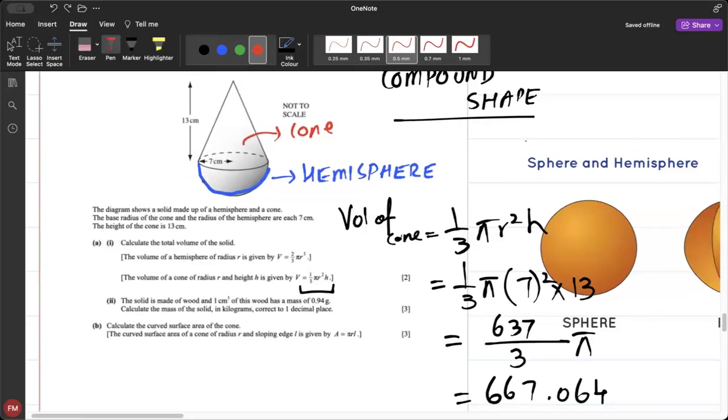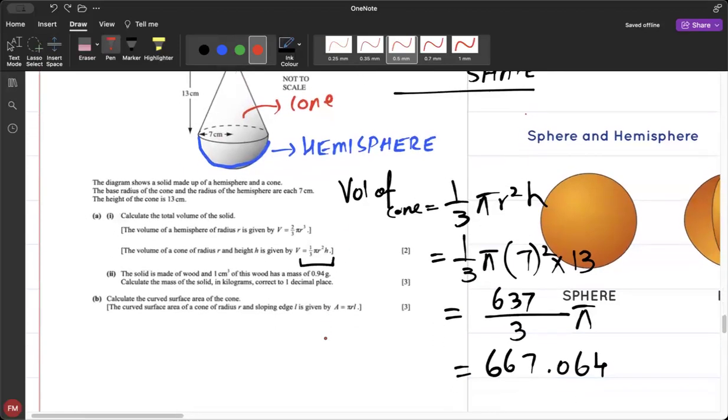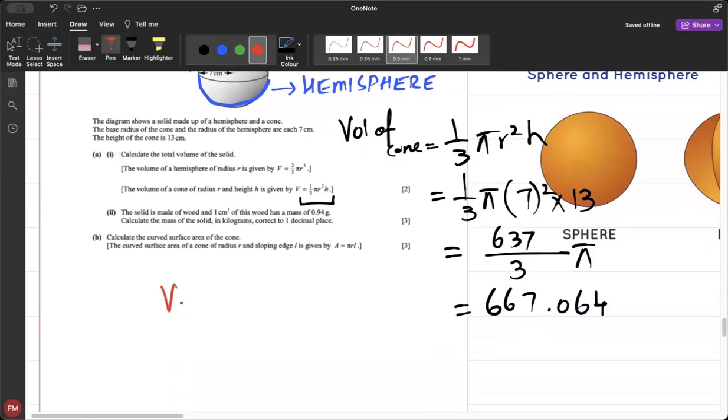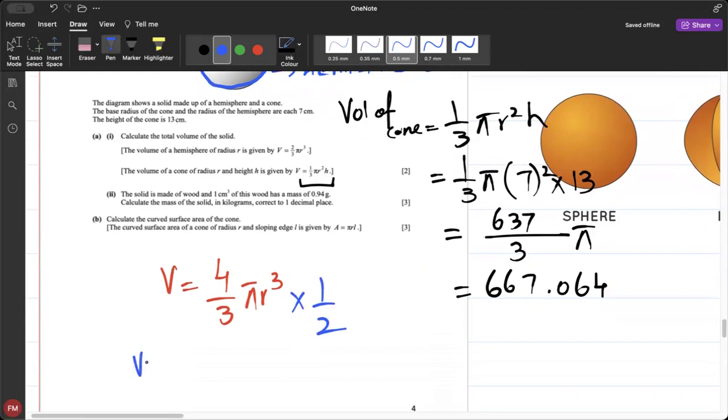Now, the next part says that you have a hemisphere. So in your formula sheet, it's going to be given to you that a full sphere has the volume 4 over 3 pi r cubed. If I divide that in half, what does that mean? Divided by 2 is the same thing as multiplying by 1 over 2. So don't you think the volume of a hemisphere, the formula that I will have, should be 2 over 3 pi r cubed in its simplest form?